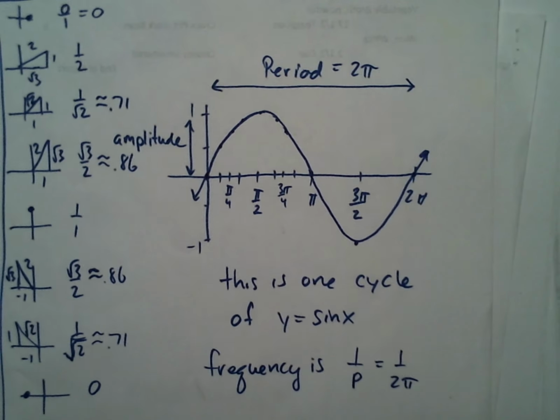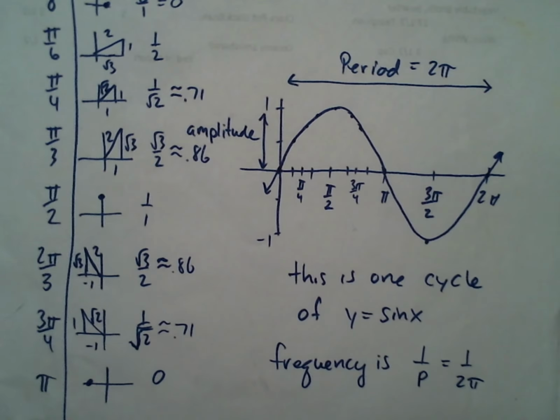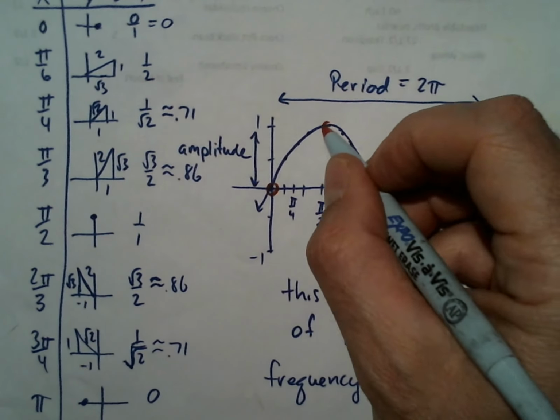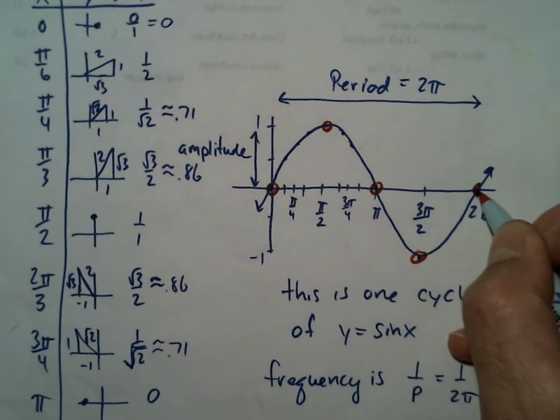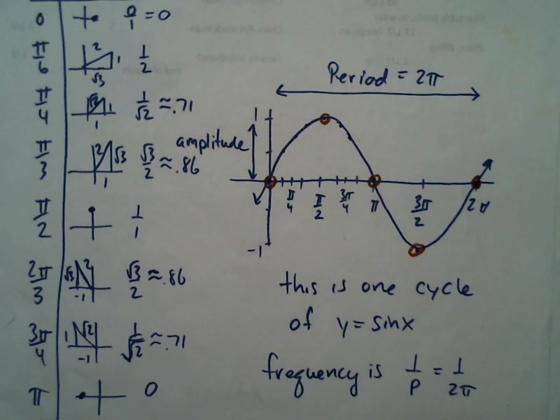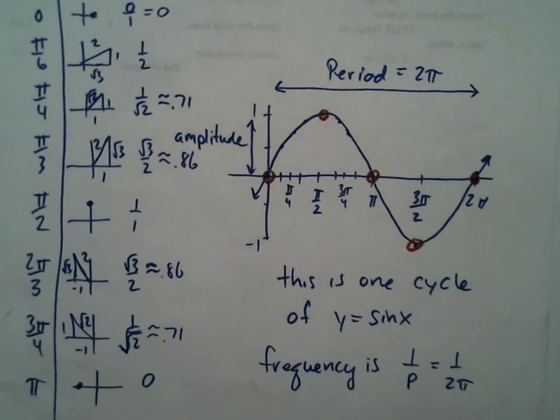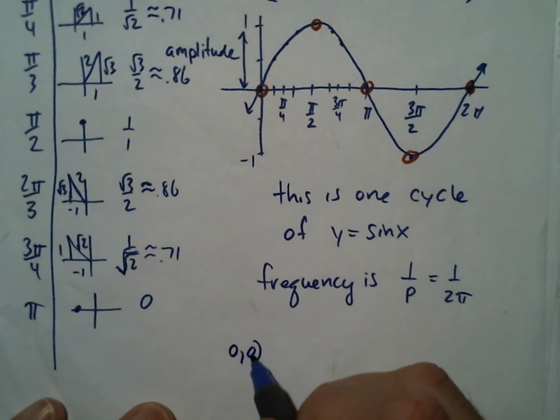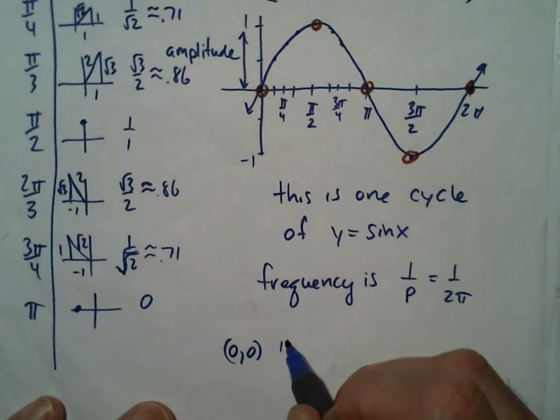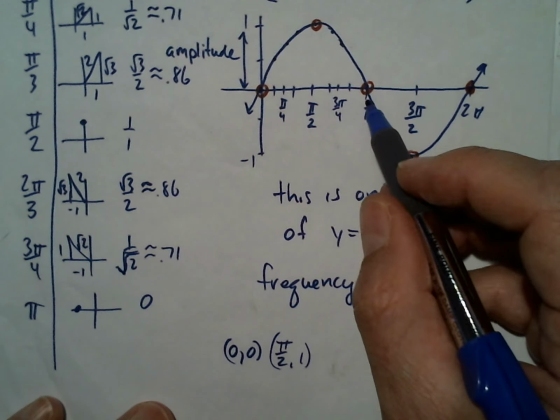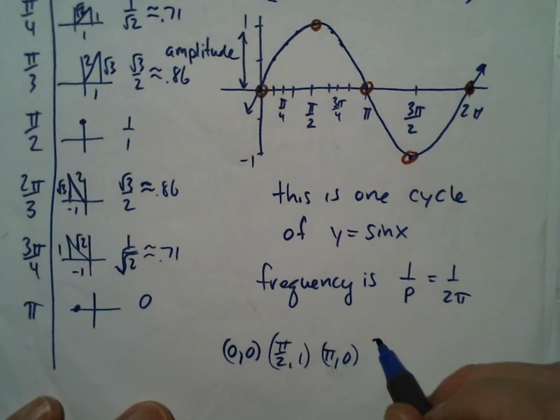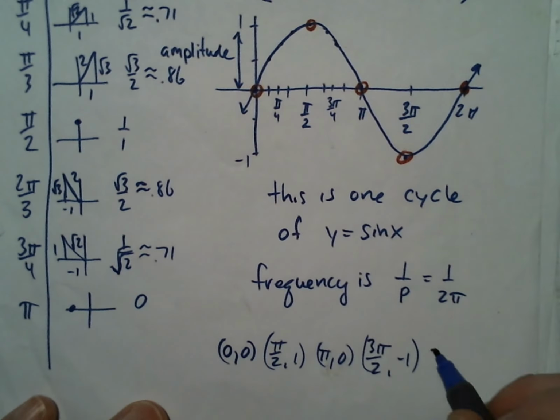Okay, and just so that we don't have to do all of this work every time, we're going to memorize these points. We have 5 points to memorize, and so that's going to be 0, 0, pi over 2, 1, pi, 0, 3 pi over 2, negative 1, and 2 pi, 0.